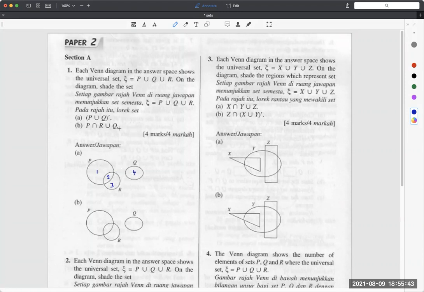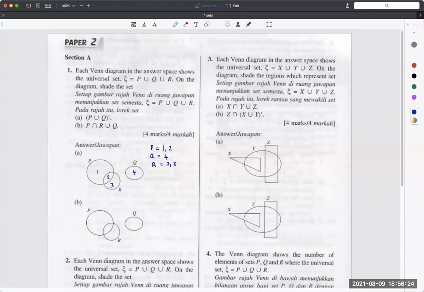So let's try and solve this question 1A. After we have assigned the numbers, we can see that P will be 1 and 2. Q will be the area labeled 4. R will be 2 and 3. After we have listed out all the labels, when we want to solve the questions, we don't need to look at the diagram anymore. We can put it aside first.